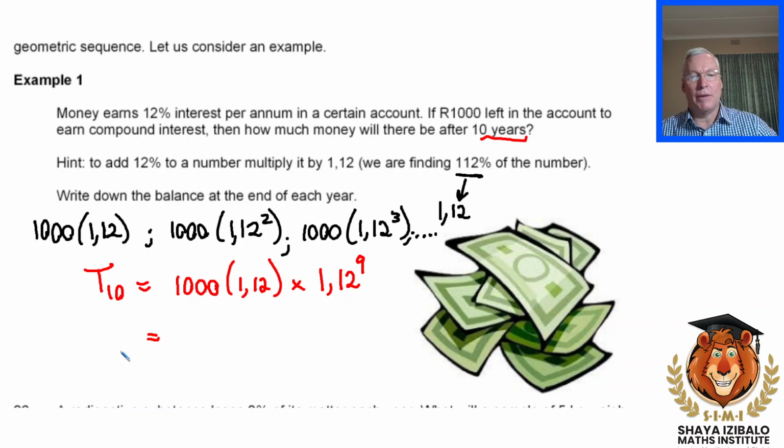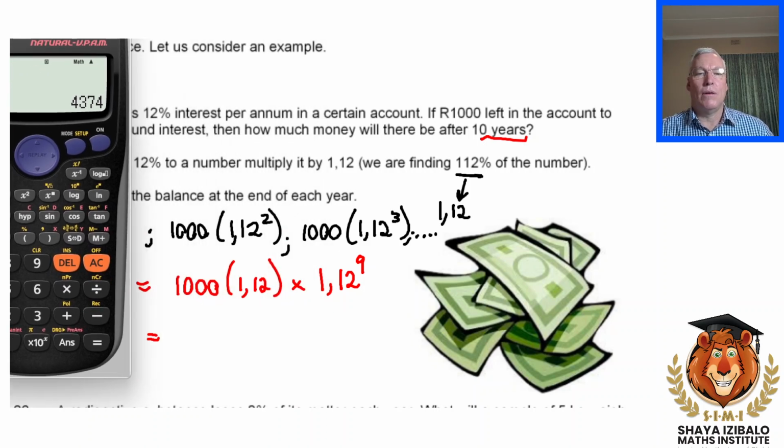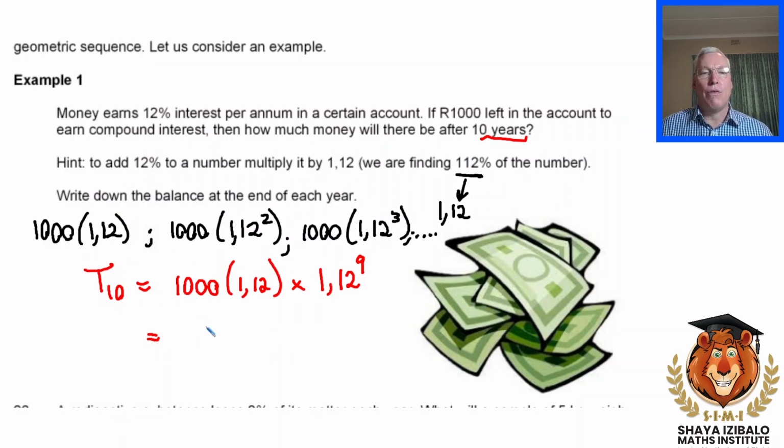Okay, we're going to get our final answer. Let's just have a look at what it's going to be. It's going to be 1000 times, now, and I hope you're going to be okay with this, 1.12 times another 1.12 is 9 more of them, so actually 1.12 to the power of 10. Okay, and we get 3105 and 85 cents.